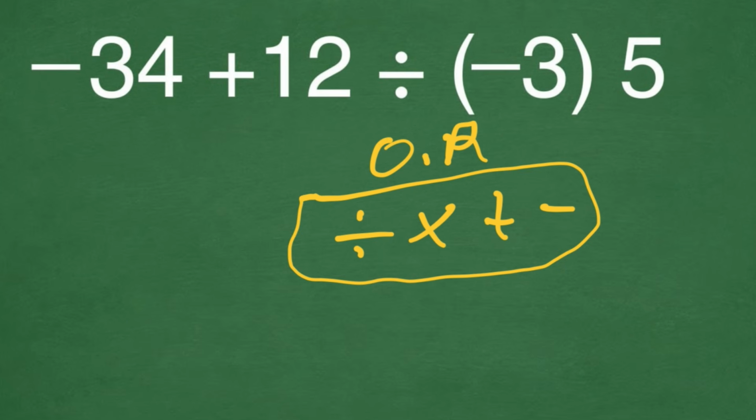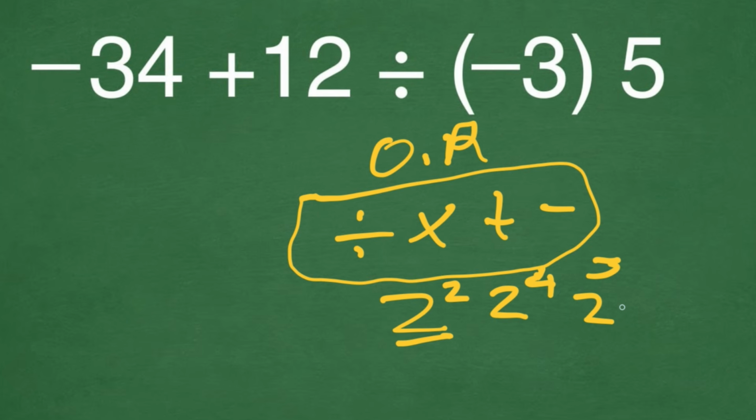But also, we have powers, right? So powers are numbers that are written on top of other numbers, like 2 squared, or 2 raised to the power of 4, or 2 cubed, and so on. So we have these kinds of exponents, or powers. We can use the term exponent and power interchangeably. They mean the same thing, right? So we have this, and the other is parentheses.